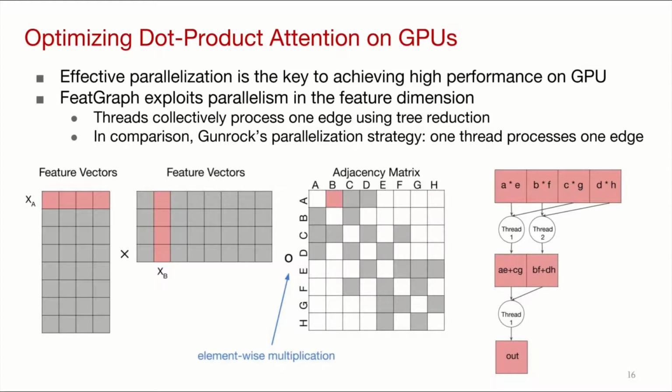As I have mentioned, existing graph processing frameworks, including Gunrock, are not aware of the feature dimension, so they cannot exploit parallelism in the feature dimension.